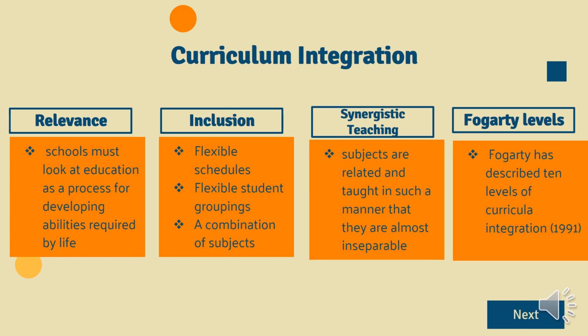Next, we want to think about synergistic teaching. This reflects subjects are related and taught in such a manner that they are almost inseparable. So we don't want to teach subjects separately, but what curriculum integration focuses on is combining them and relating them to various subjects or various topics that might be taught to students, and so this then allows them to get the most out of what is taught. Lastly, we want to focus on Fogarty's levels. Here in this presentation, we're going to cover the 10 levels of curricular integration of Fogarty.